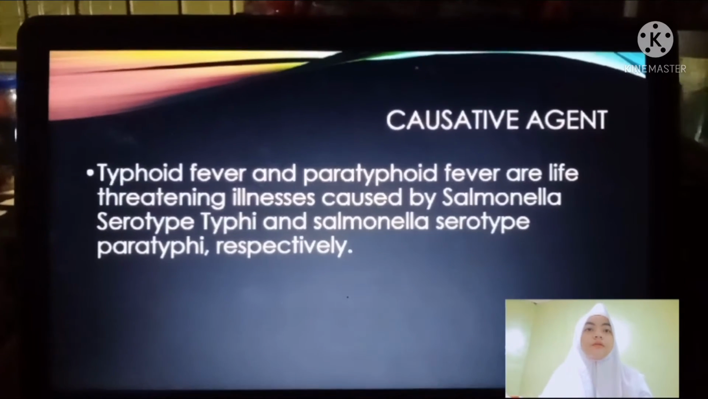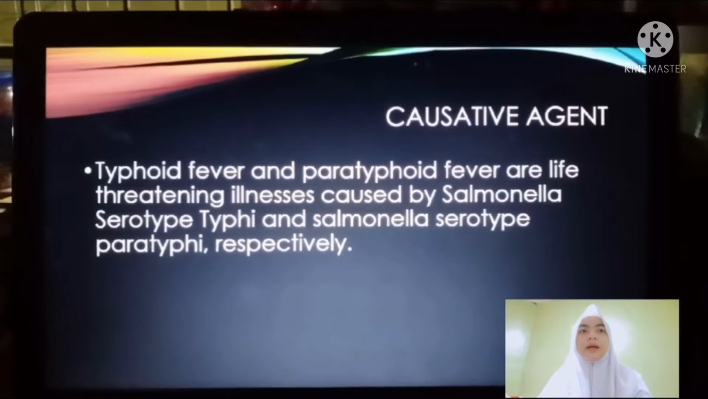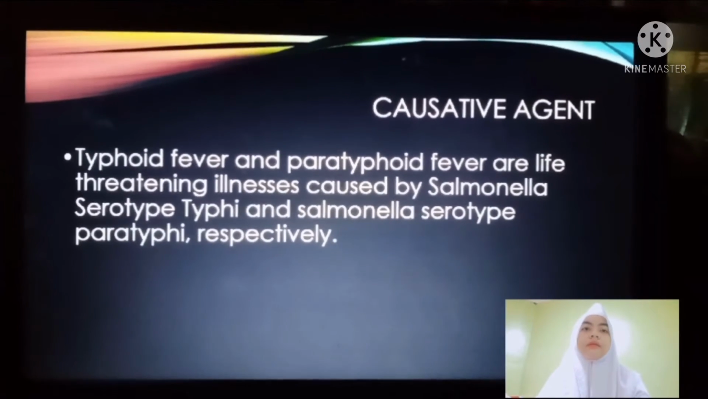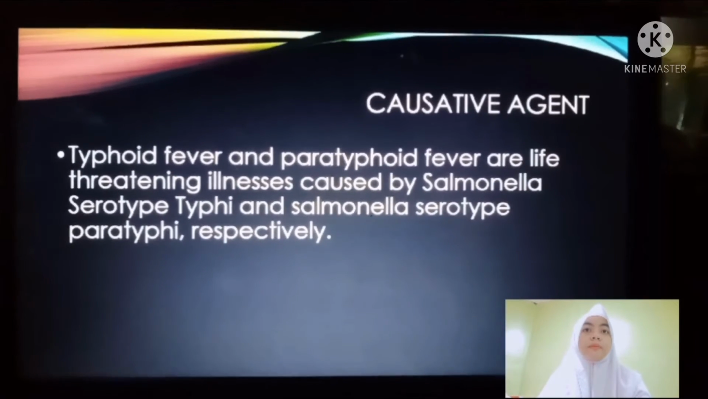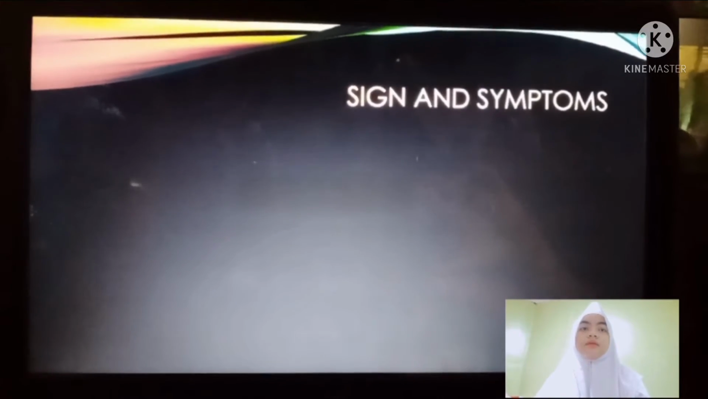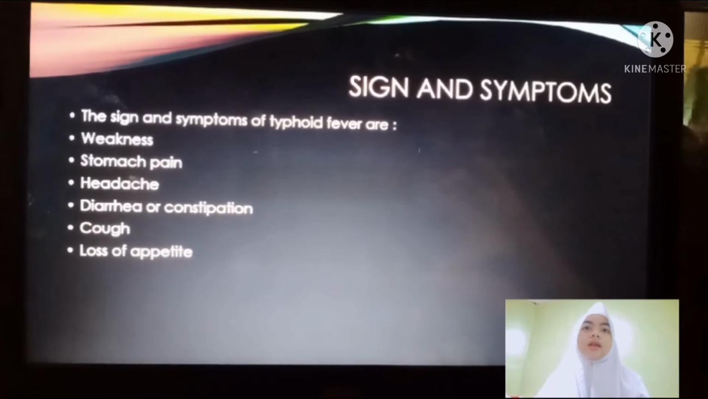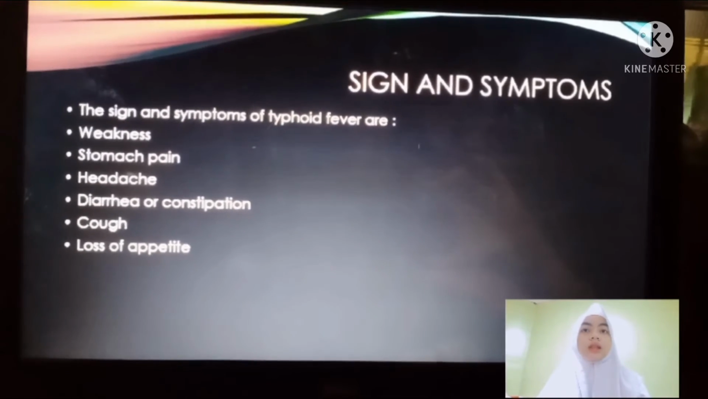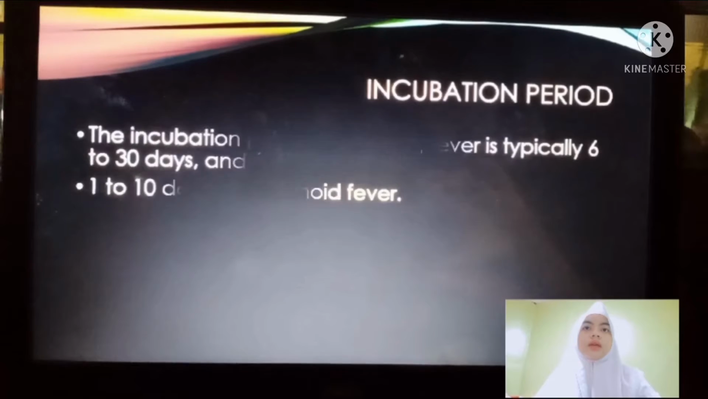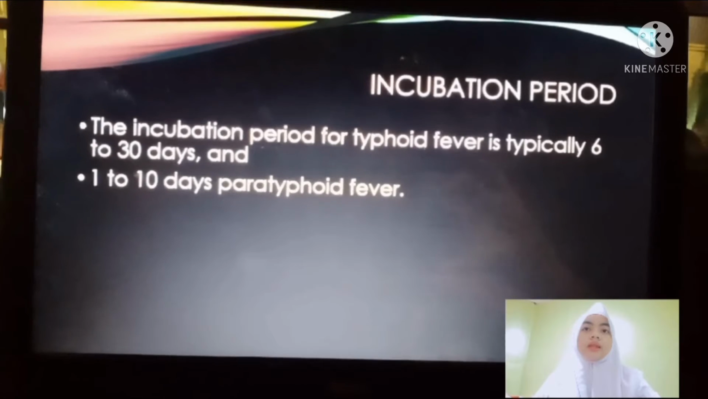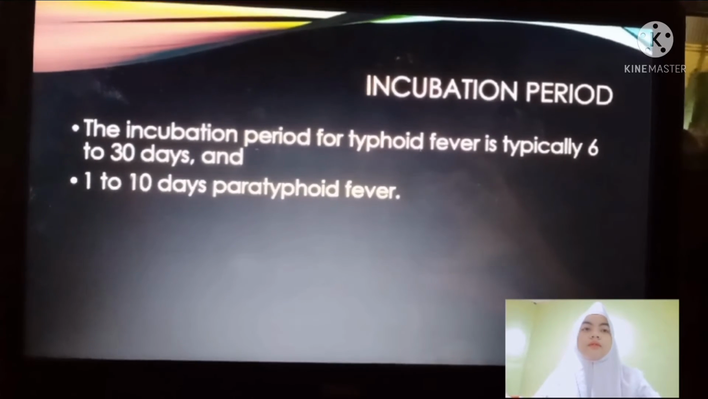Causative agent of typhoid fever. Typhoid fever and paratyphoid fever are life-threatening illnesses caused by Salmonella serotype Typhi and Salmonella serotype Paratyphi, respectively. The signs and symptoms of typhoid fever are weakness, stomach pain, headache, diarrhea or constipation, cough, and loss of appetite. The next one is incubation period. The incubation period of typhoid fever is typically 6 to 30 days and 1 to 10 days for paratyphoid fever.